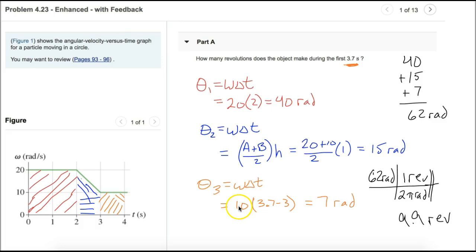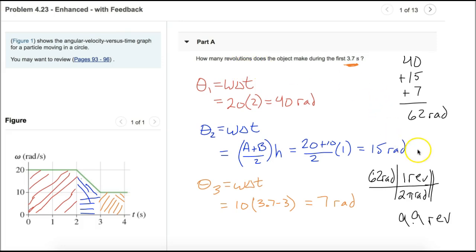Our very last one is just the square here, so we're going to take 10 times 1. Because this one does stop at 3.7 seconds, and that's what they wanted to know, you can't use 1 here. Instead, we're going to take 3.7 and subtract 3 from that, and that will give us 7 radians. We're going to add all of those radians together, and once you do that, you end up with 62 radians. But this one doesn't want radians, it actually wants revolutions.